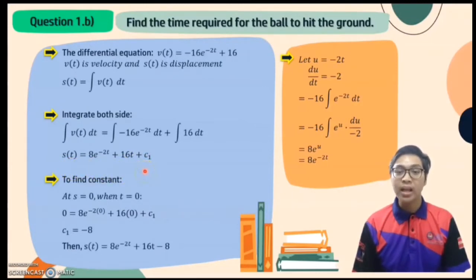The next step is we must find the constant at s equal to 0 and t equal to 0. Then we substitute the values in the equation. After we solve it, we get c1 equal to negative 8. Then s(t) is equal to 8e to the power of negative 2t plus 16t minus 8.